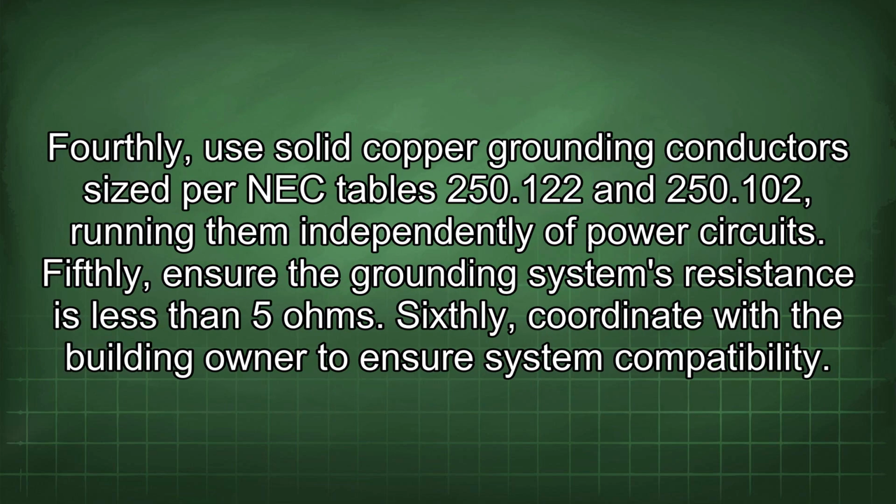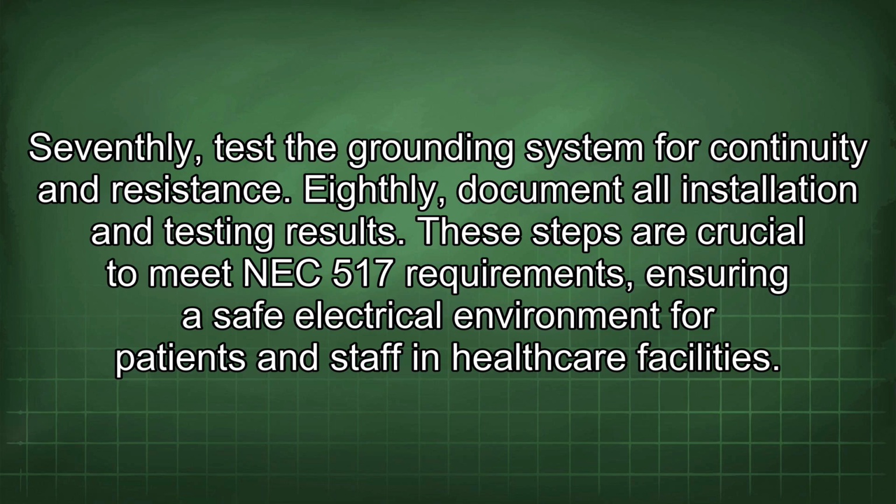Fourthly, use solid copper grounding conductors sized per NEC tables 250.122 and 250.102, running them independently of power circuits. Fifthly, ensure the grounding system's resistance is less than 5 ohms. Sixthly, coordinate with the building owner to ensure system compatibility. Seventhly, test the grounding system for continuity and resistance. Eighthly, document all installation and testing results. These steps are crucial to meet NEC 517 requirements, ensuring a safe electrical environment for patients and staff in healthcare facilities.